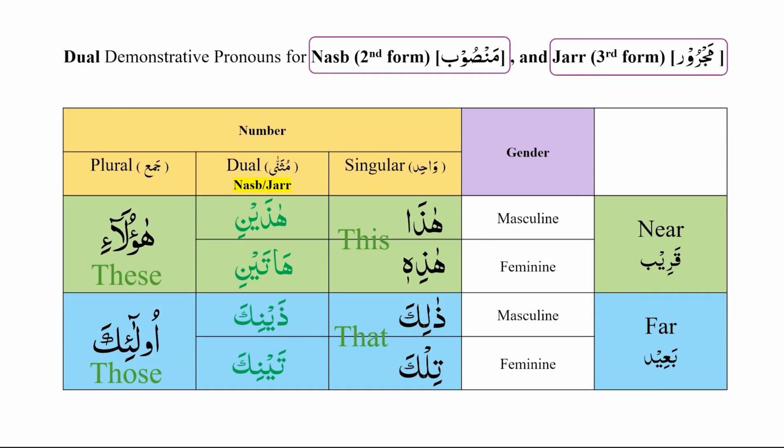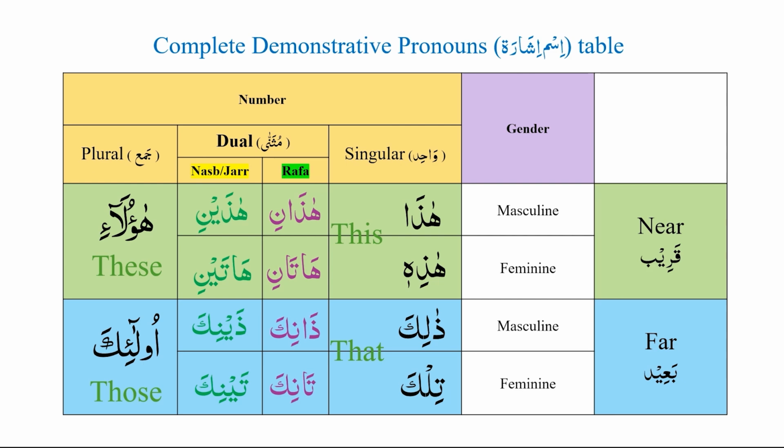Dual asma ishara will be pronounced and written differently in the nasab and jar form as compared to rafa form. Dual asma ishara will be as follows. In the nasab and jar status, we have hazaini, hataini, zainika, tainika. At this point, we have the complete table for demonstrative pronouns.